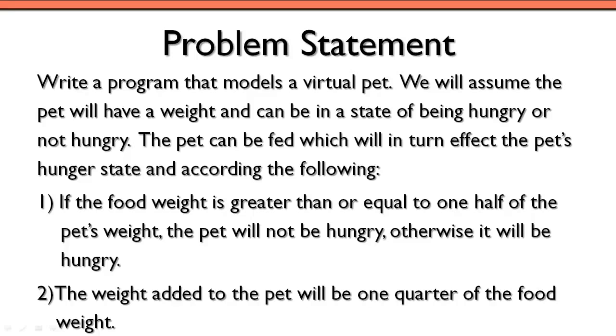As we look at this problem statement, we can start thinking about the attributes or the properties or the state information associated with this virtual pet. So this virtual pet has a weight and it also has a state of being hungry or not. And we have this operation of being able to feed the pet, and whenever we feed the pet, it results in possibly changing the status of it being hungry or not, and it definitely affects the weight. So the weight is again changed by adding 1/4 of the food weight.